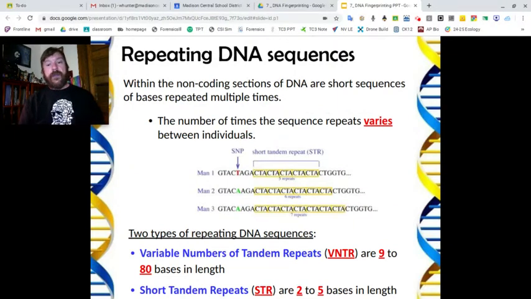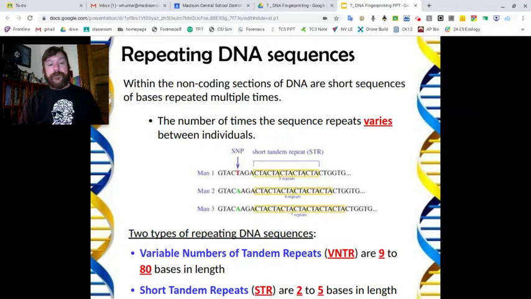We have two different types that we have used. The current standard in forensic science is the use of STRs, which are short tandem repeats, but VNTRs, variable number of tandem repeats, have also been used.